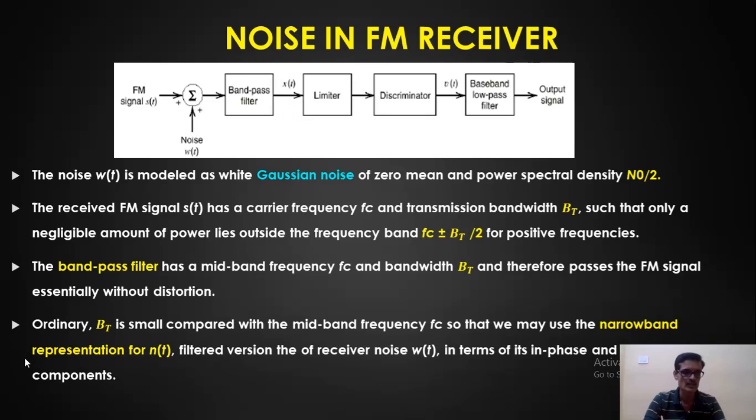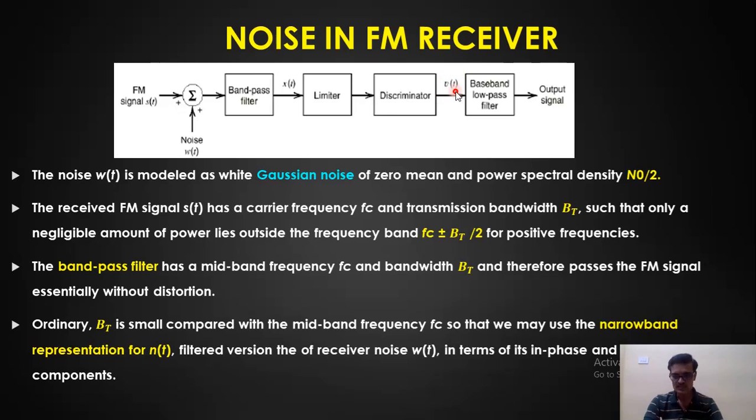Let us take that noise as n of t at the front end of the limiter. Now, what is the use of this limiter? A limiter is used to limit or control the amplitude variation that happens in the FM signal. Then the output is given to the discriminator, where the signal is demodulated and we get the output as V of t.